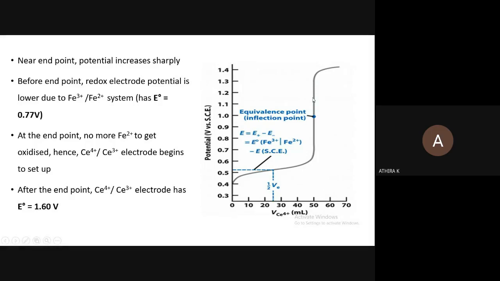You can see here, there is a straight line. Half of this value will give us the endpoint. The corresponding volume of cerium 4 plus will give you the endpoint.